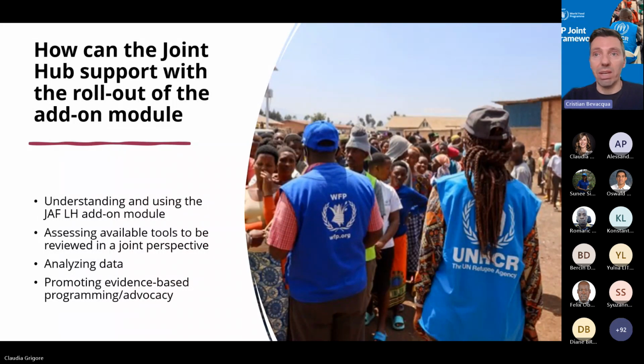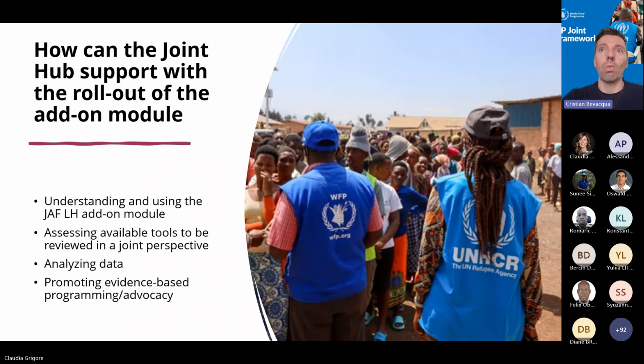So eventually, if there is an interest, the Joint Hub can support through remote work or through trainings on really navigating the different tools that have been presented. But we could also provide some support in understanding the starting situation, so the available tools at country level, and understanding how to integrate them, find common principles, common indicators, and common areas to update and to integrate those tools.